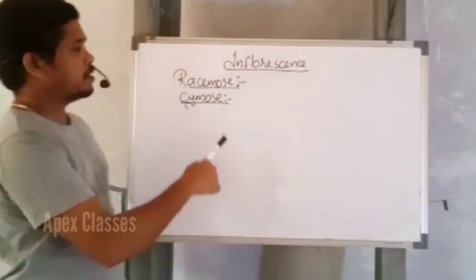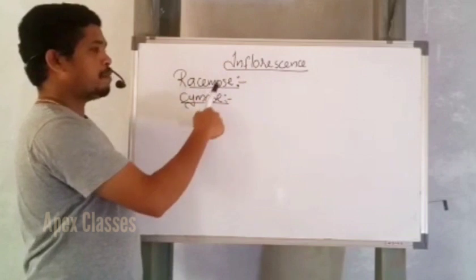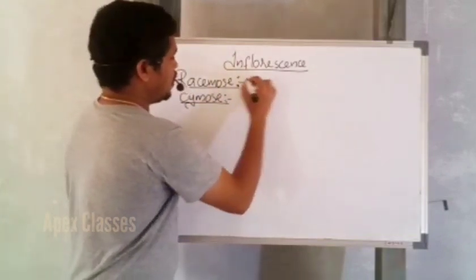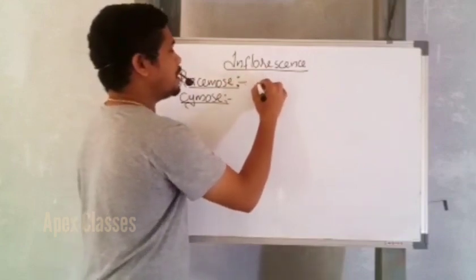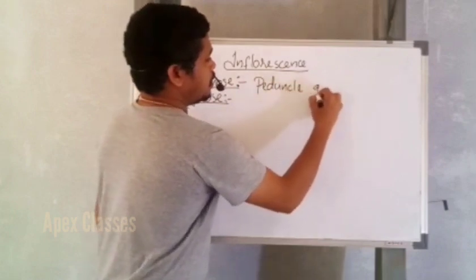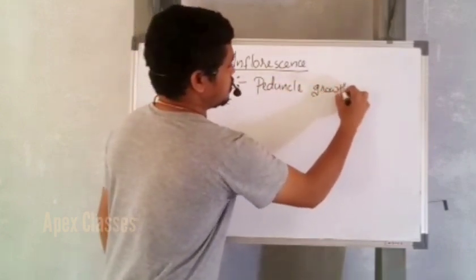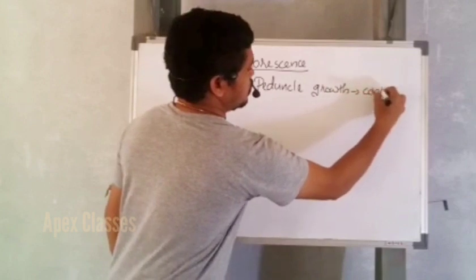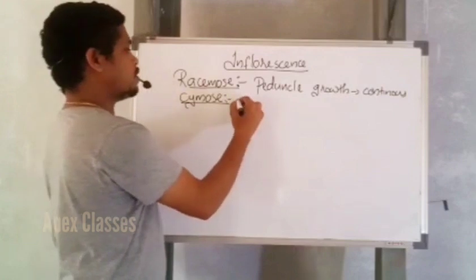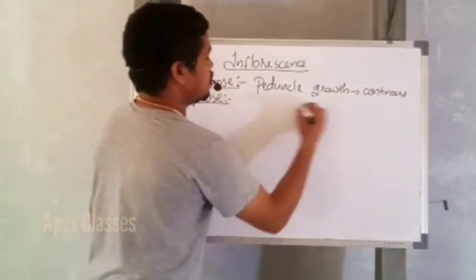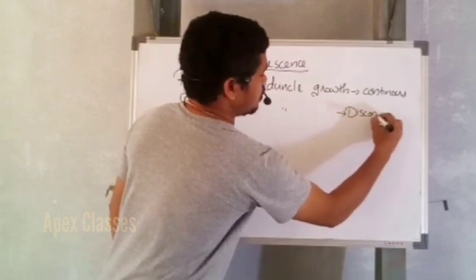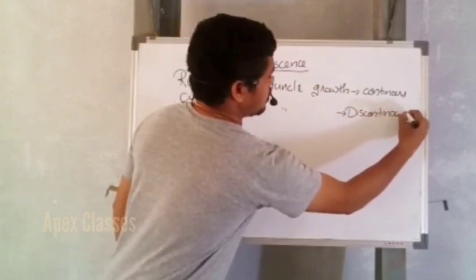Inflorescence are of two types based on the growth of the peduncle. In racemose inflorescence, the growth of the peduncle is continuous. But in the case of cymose inflorescence, the growth of the peduncle is discontinuous.